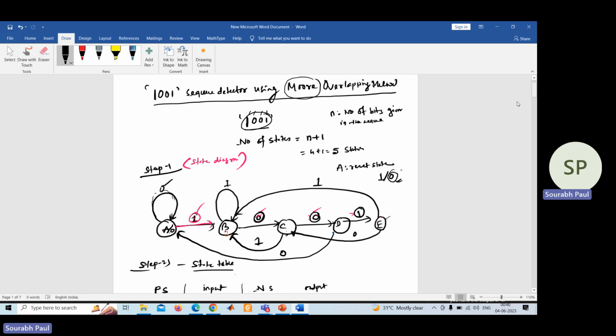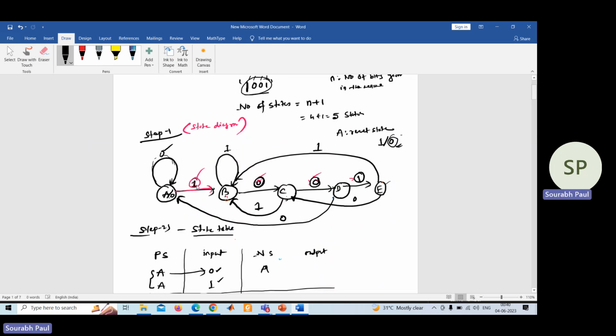Now what is B detecting, if you can remember? B was detecting 1. So what will be its output? 0. Why? Because till now we didn't get the 1001 combination. Now what about C? C is detecting 10. Let me use a different color. C is detecting 1 and then 0. So it means that it is detecting 10. So what will be its output? 0, because till now we didn't get 1001. We need to get all the 4 bits. Then only you can write an output of 1.